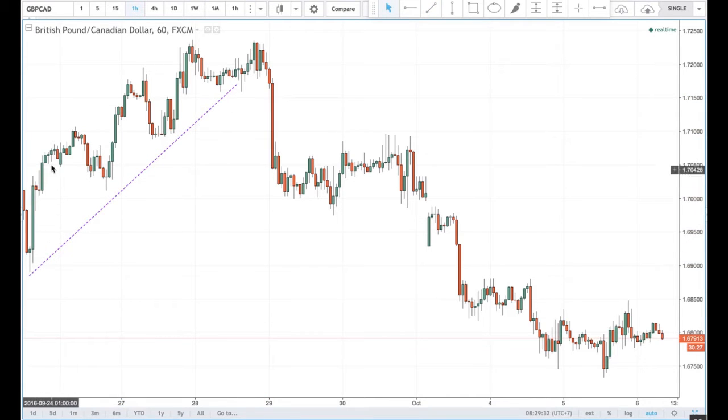So the buyers keep making this higher high, higher low, higher high, higher low, higher high, higher low, and then no higher high. Okay, followed by a lower low. So the reign of the buyers has ended and the sellers are starting to dominate.